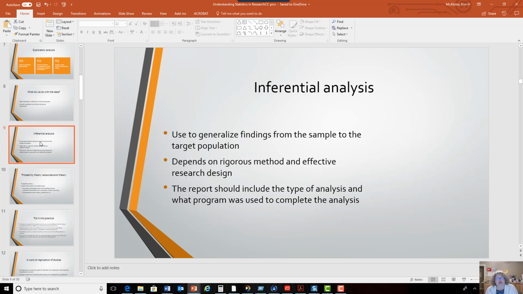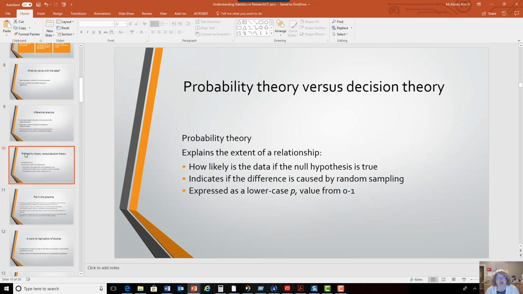And you want to include whatever type of analysis you use. There are some different types of tests that we're going to talk about at the end of the lecture, and you would want to describe which ones you used.